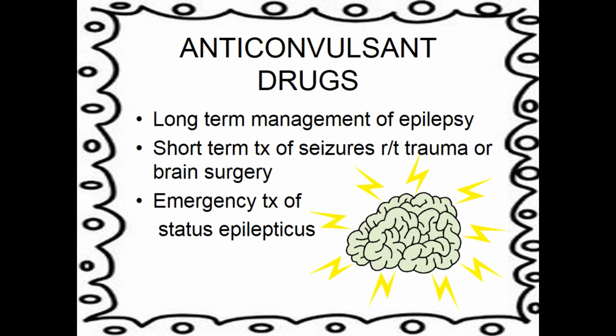Anticonvulsant medications. They are used for the long-term management of epilepsy or the short-term treatment of seizures that are related to trauma or maybe brain surgery. They can also be used for emergency treatment of status epilepticus, which is when a patient has a seizure after seizure after seizure with no recovery time for the brain in between. It is an emergency situation.